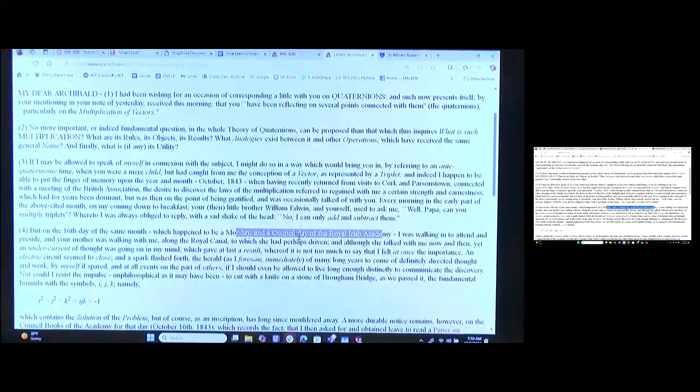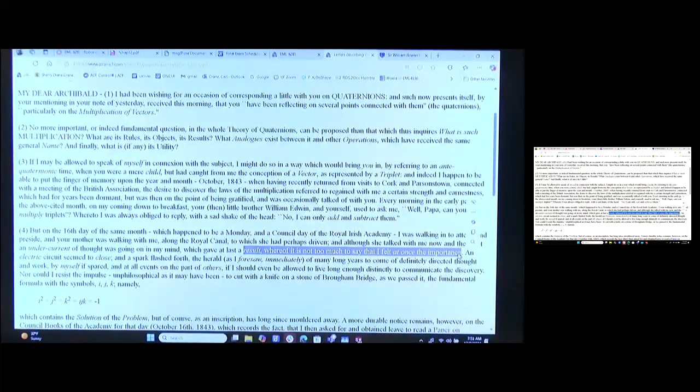okay, he's going to the Irish Academy. He was walking to the Academy, and his wife was walking along the Royal Canal, and she talked to me now and then. So obviously he was not paying attention, right? He's just out walking, and he's thinking about multiplication. An undercurrent of thought was going on, and at last he got the result. If not too much to say, I felt at once the importance.